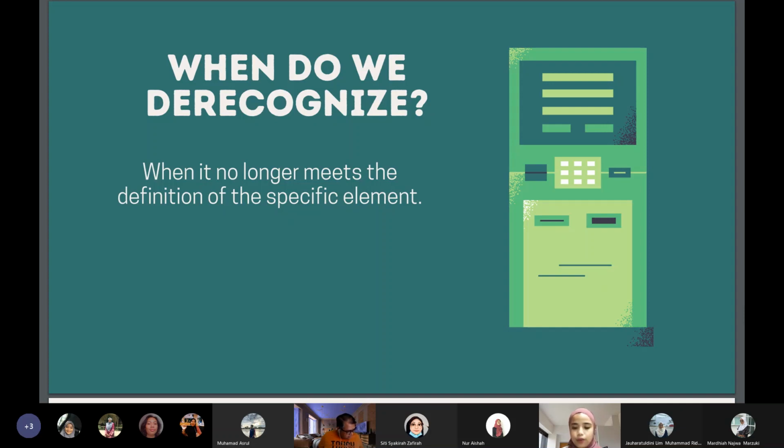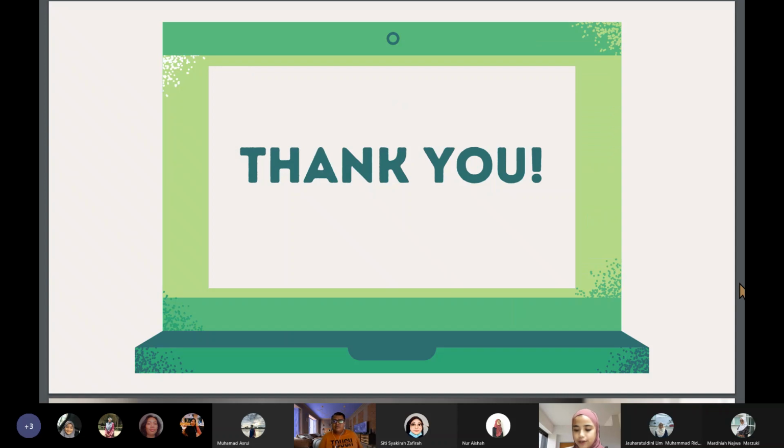However, at times we de-recognize only a portion of the element, such as when we have only paid a portion of our long-term debt. The portion that we de-recognize is called the transferred component, while the portion that is left in the financial statements is called the retained component. Okay, so I think that is the end of the hellos and goodbyes for topic 5. Thank you.